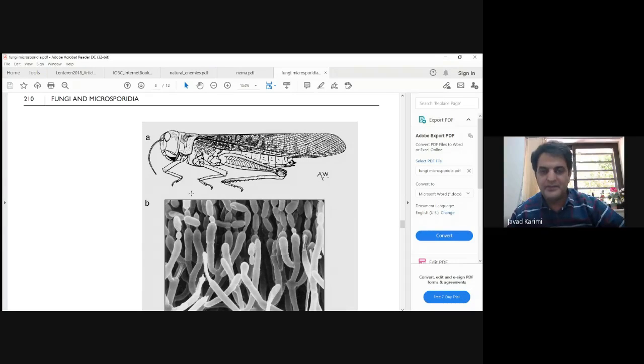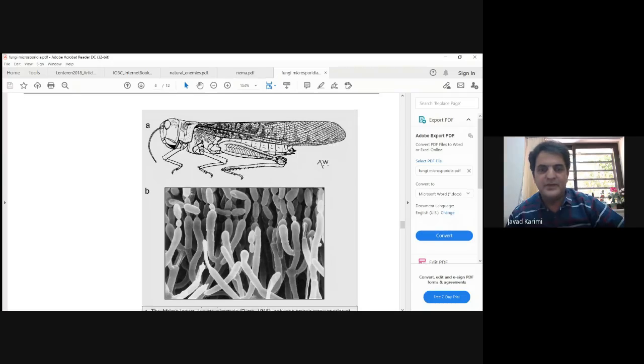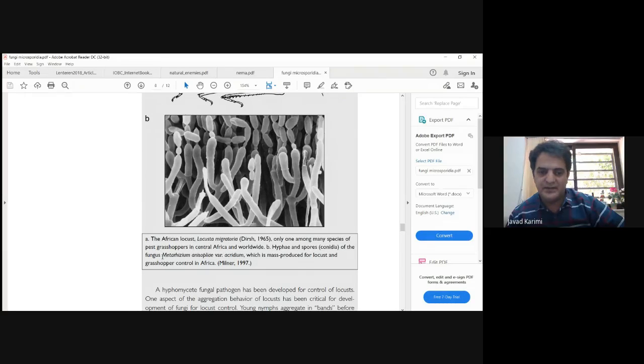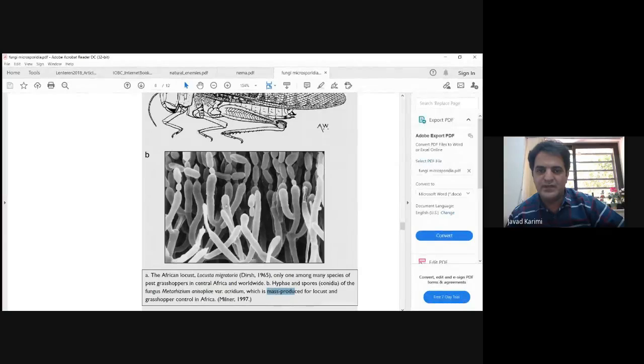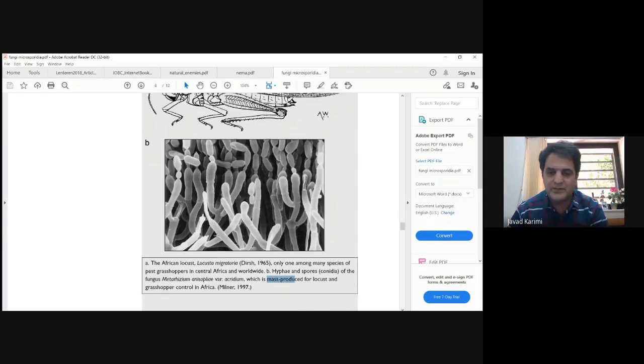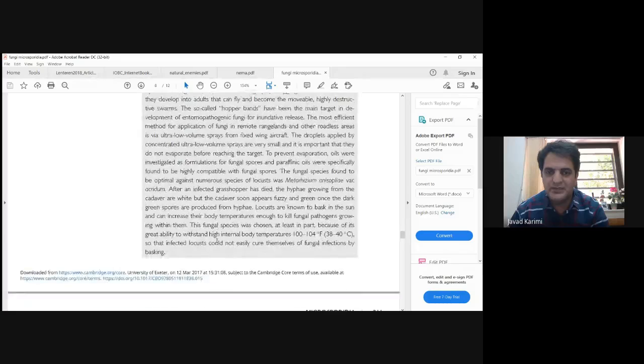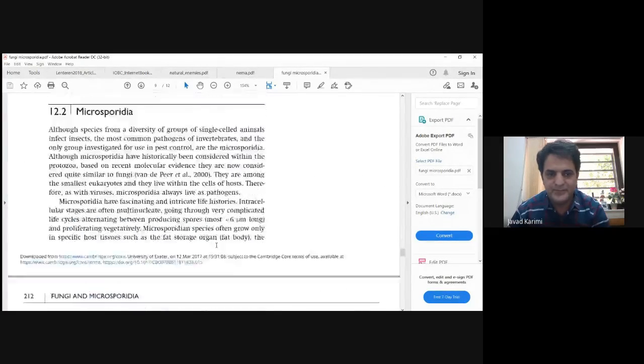So some products have been developed from Metarhizium anisopliae. There is a fungus, Metarhizium anisopliae variety acridum, which is mass produced for locusts and grasshoppers. At the moment, the main countries of the African region use this fungus to control this pest. This is a very important example of the application of fungi to control pests as microbial control in entomology and phytopathology.